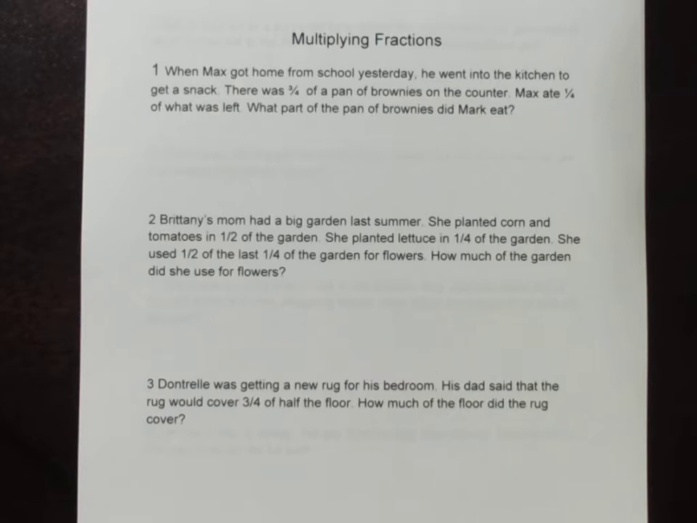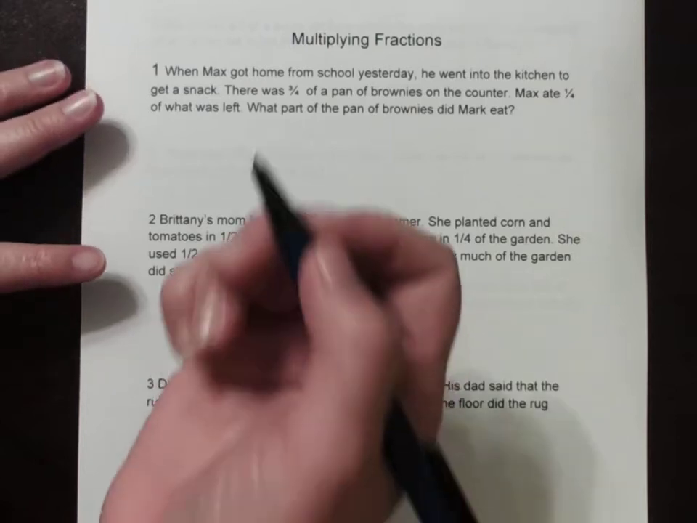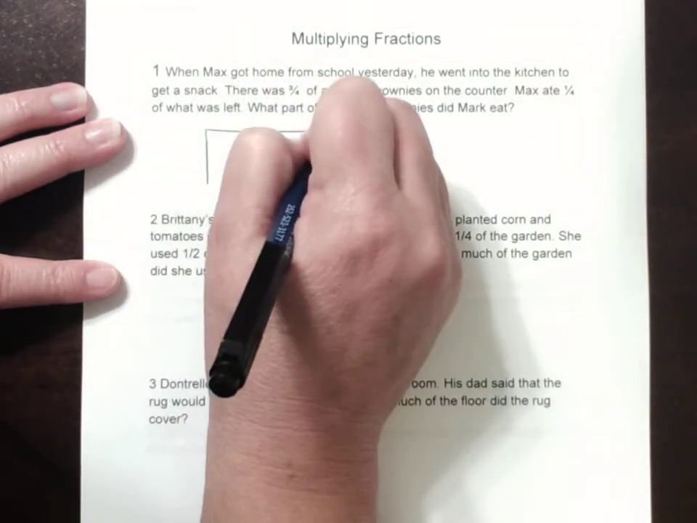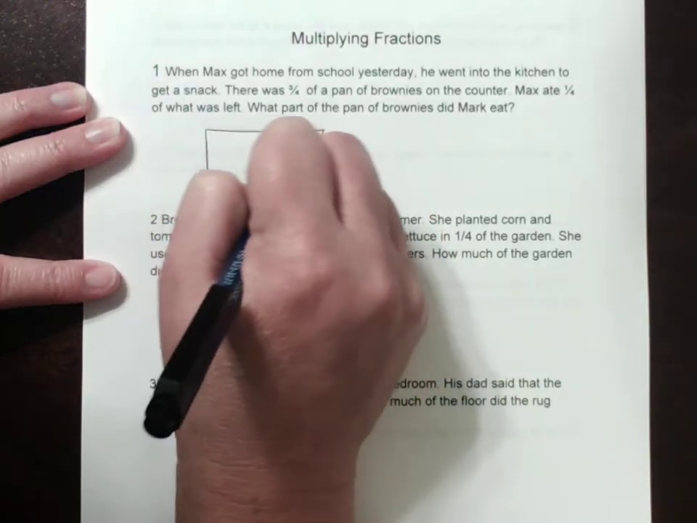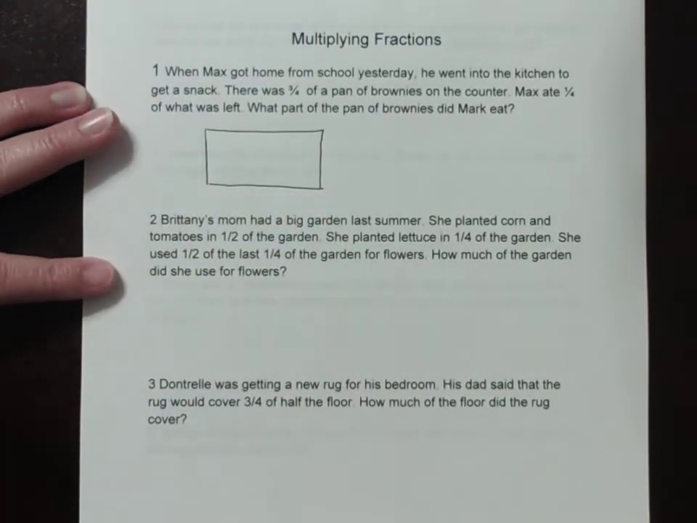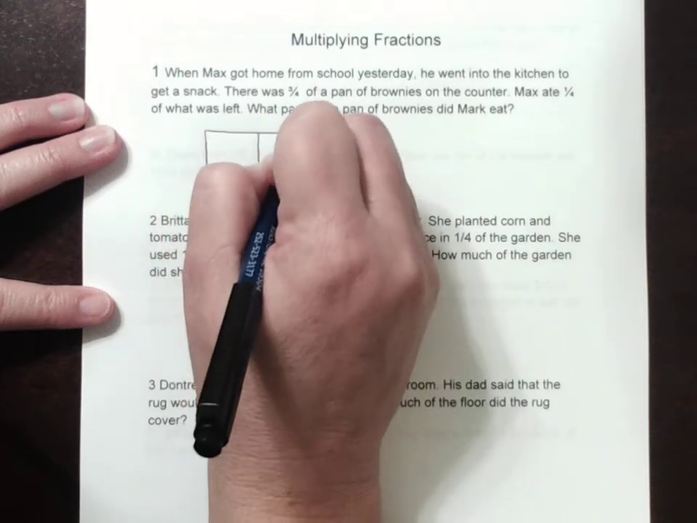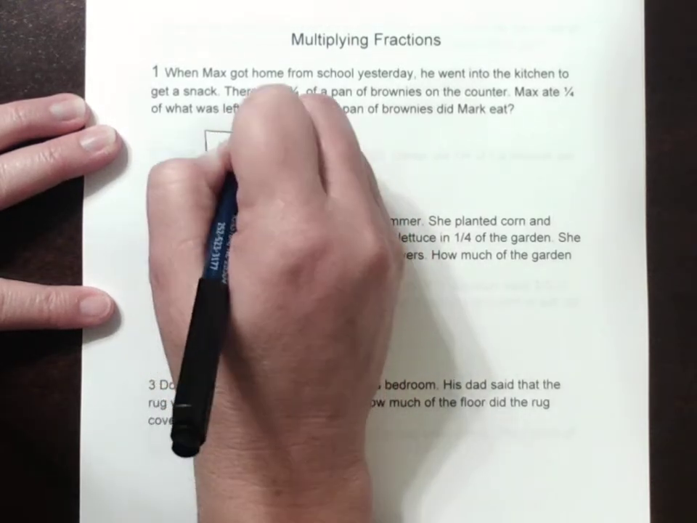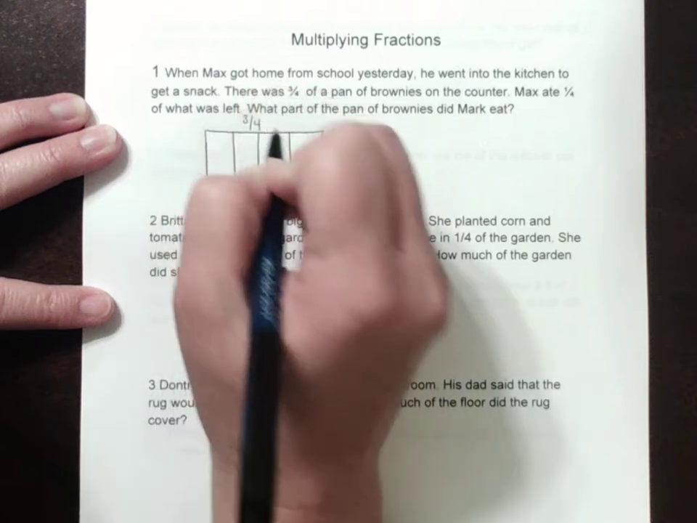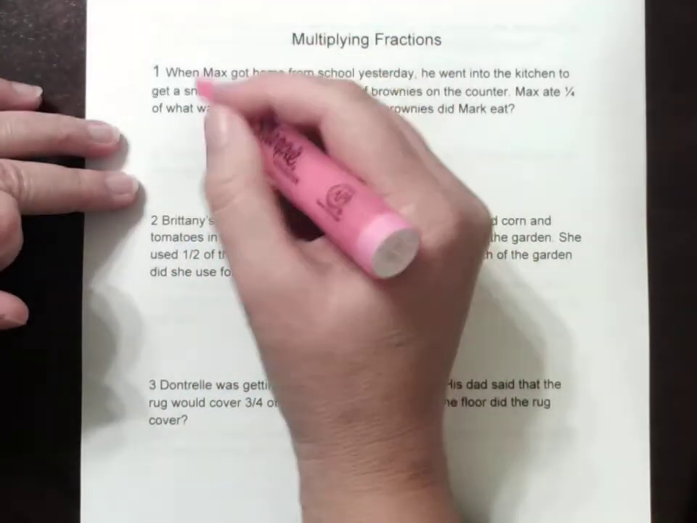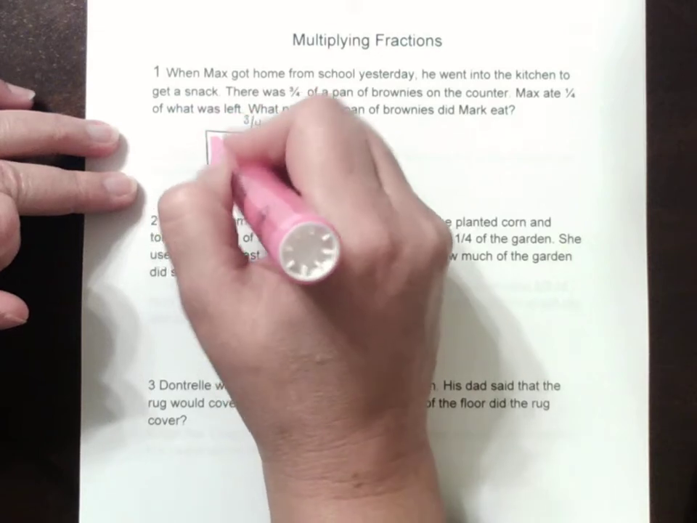Okay, so what happens is he gets home and there's a pan of brownies. So we have this pan of brownies, and in the pan is 3/4 of a pan full of brownies. So we need to split this into fourths. You can put 3/4 on the top if you like. And we're going to shade 3 of those because this is what he sees when he gets home.